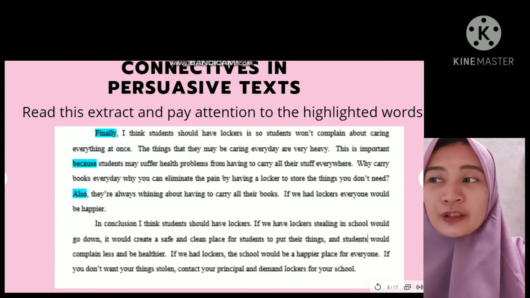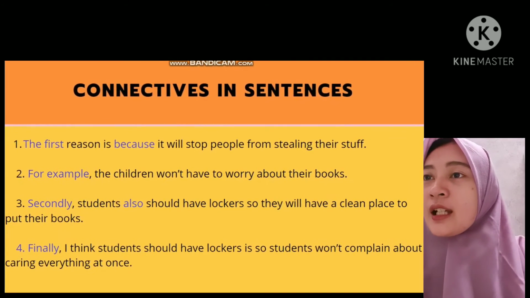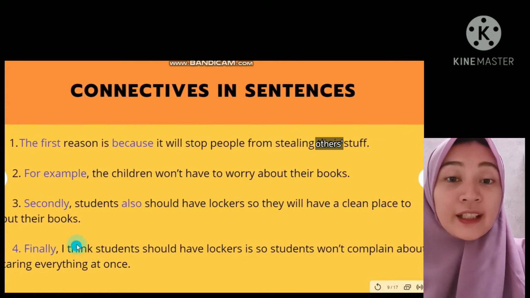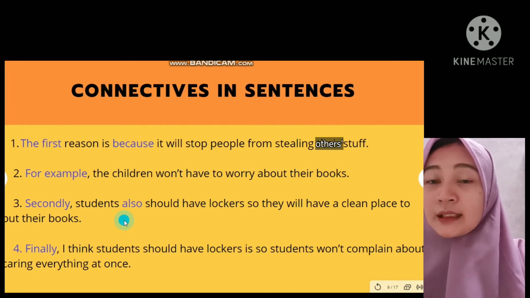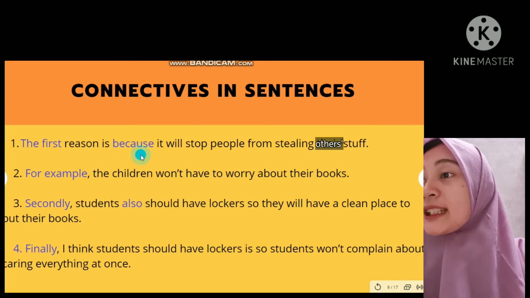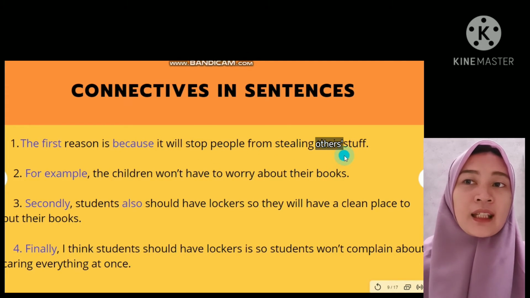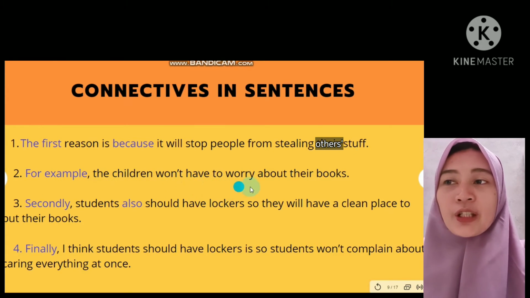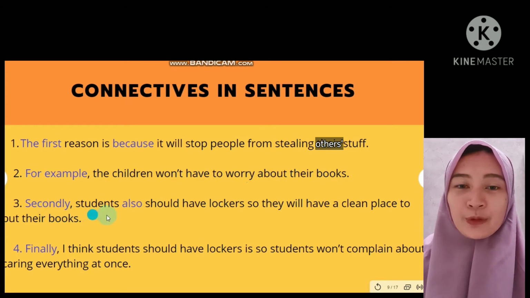Okay, you also notice 3 connectives in these 2 paragraphs, right? Please take a look at the 4 sentences here. I select some sentences that contain connectives. Look at the first one. The first reason is because it will stop people from stealing other people's stuff. Okay? For example, the children won't have to worry about their books. Look at the highlighted blue.